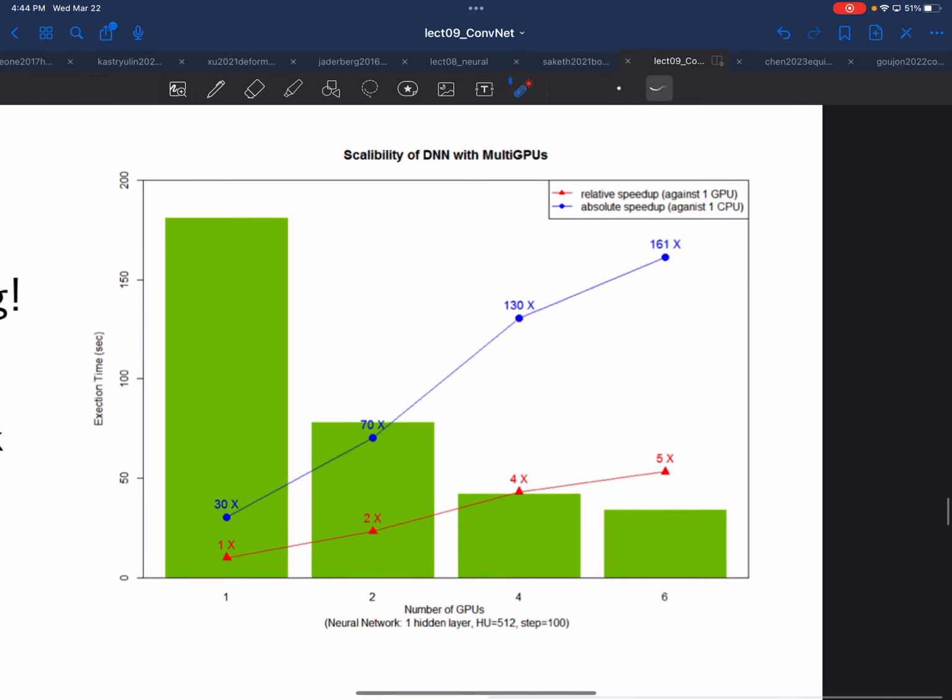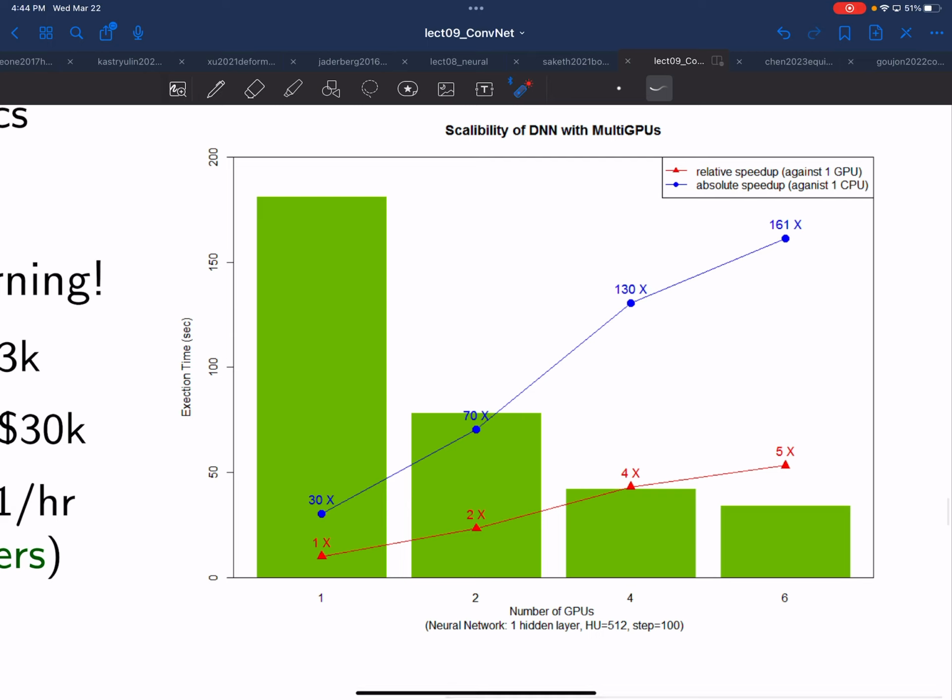So this is a plot from a few years ago, but what it's doing is comparing CPUs to GPUs. So let's just focus on this. This is when you have one GPU, and this is the time, so smaller is better. I think this is the execution time. Let's see.